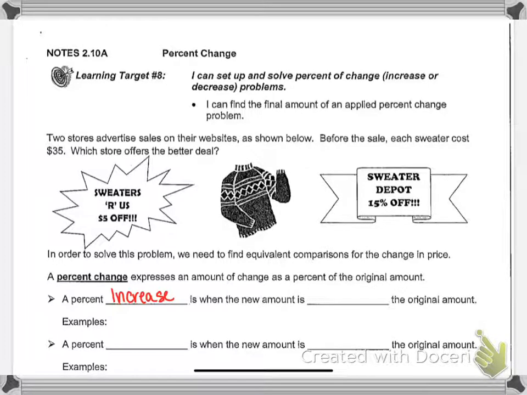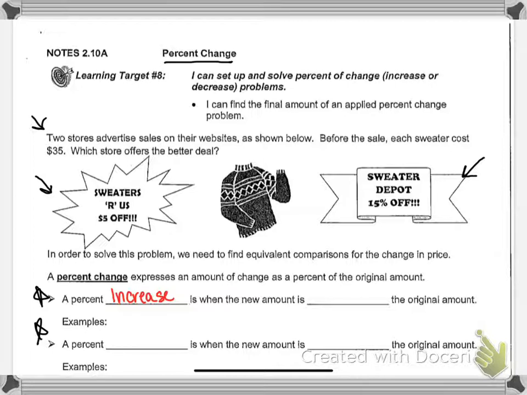Today we're going to be talking about types of percent change. Now, when we talk about percent change, we can be talking about two different things. And again, we're talking about real world situations. So if two stores advertise in different ways, for example, Sweaters R Us gives me $5 off, where Sweater Depot gives me the same sweater, but they're advertising it as 15% off. What is better for me?